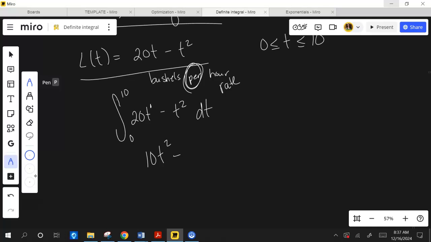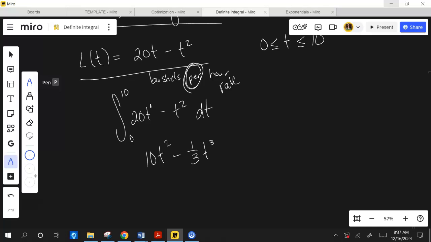Is that a trick? Keep going. No, you got it. Yeah, let him write it out, y'all. Let him cook. One-third t to the third. Yes! I know, I watched you.